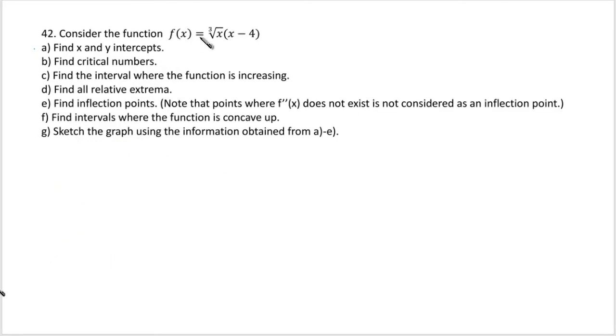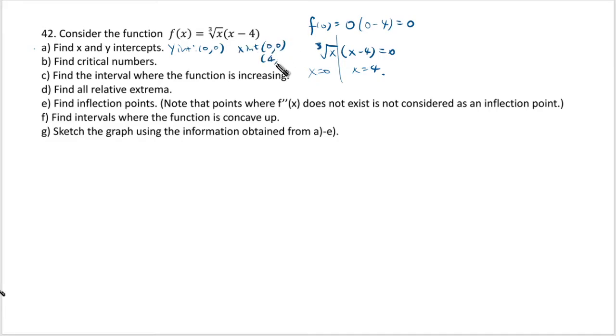Consider the function f of x equals the cube root of x, times x minus 4. Find x and y intercepts. Again, you plug in 0. F of 0 gives you 0. Cube root of 0 is 0, right? And 0 minus 4, that's 0. Okay. And to get the x intercepts, you set cube root of x, times x minus 4 equal to 0. And that means either x is 0 or x is 4. So the y-intercept is 0, 0. X-intercepts are 0, 0 and 4, 0.